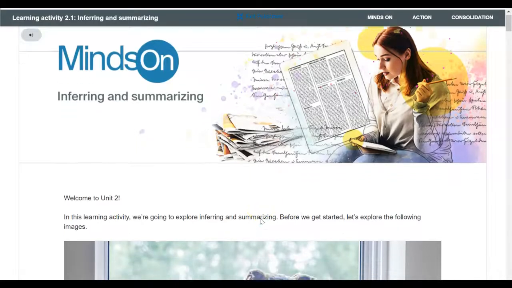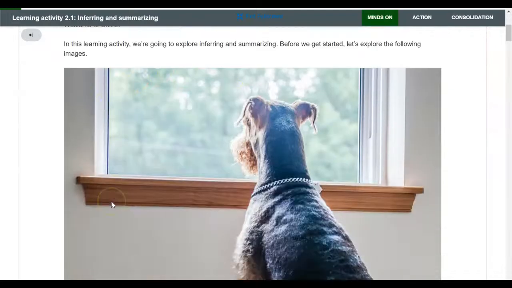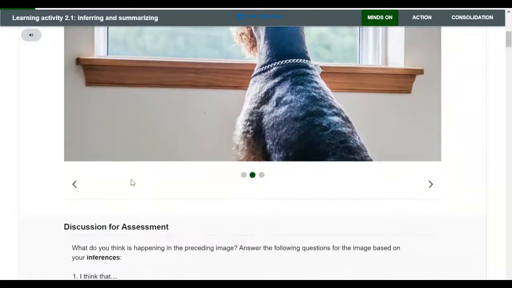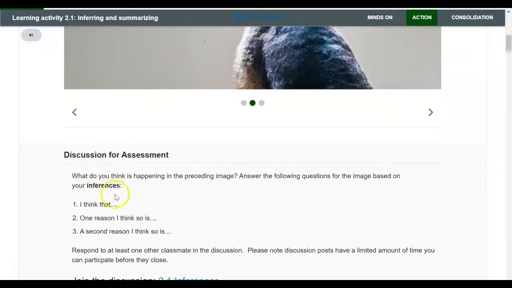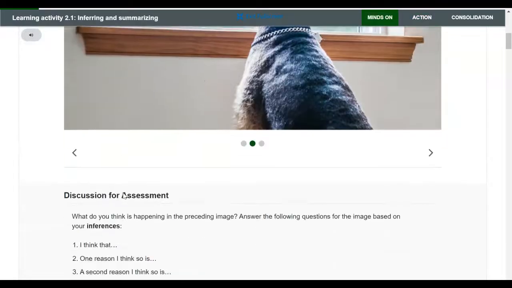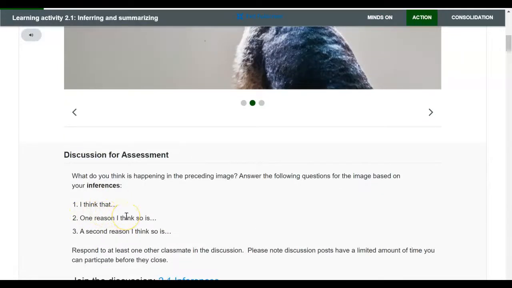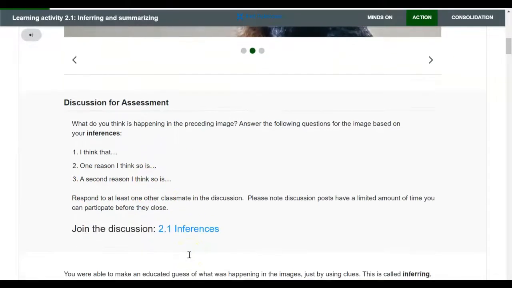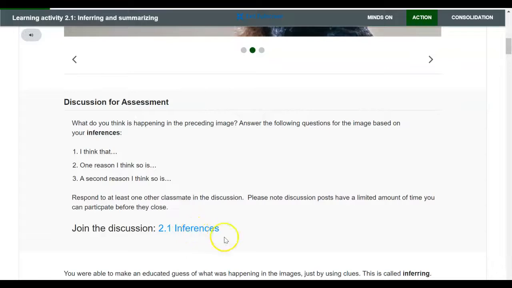So the first thing that you are going to do is have a look at this photo that's given to you, and join a discussion and answer the following questions using inferences. So what do you think is going on in here? "I think that..." and explain what you think is going on in the picture. "One reason I think so is..." explain why you think that, and then "a second reason I think so is...". It should be about 3 to 4 sentences overall for your discussion post, and then you're going to click here to join the discussion.